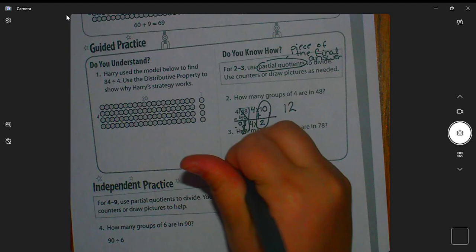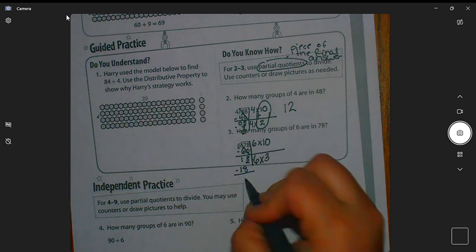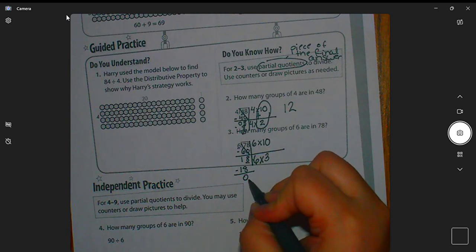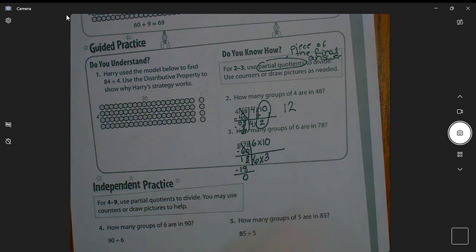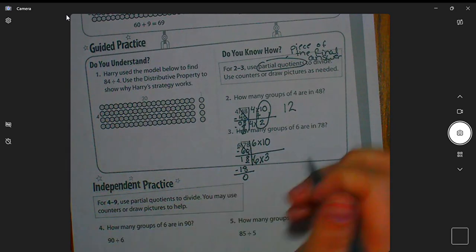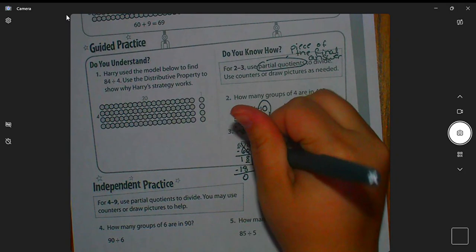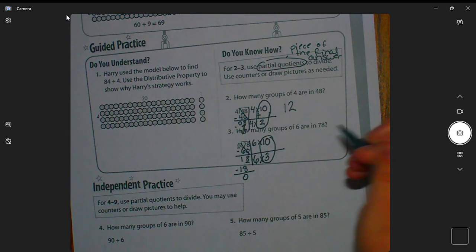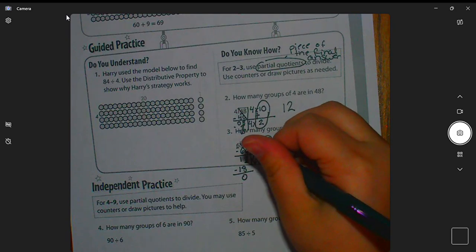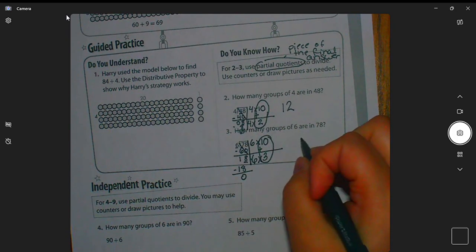So then I subtract 18 off, and I zeroed out. I hit 0. So I'm done dividing, but I have one more step. I have to add up my partial quotients. 10 plus 3. Yeah, you're right. It's 13.